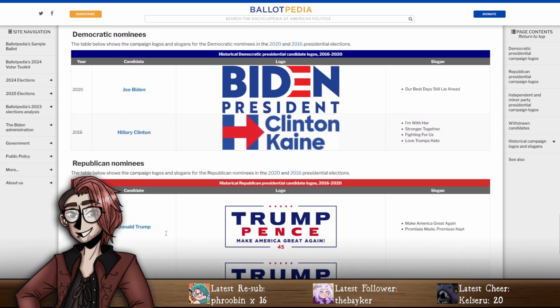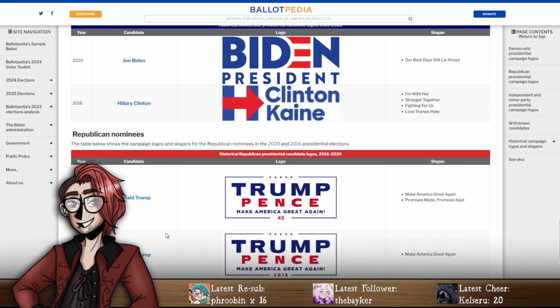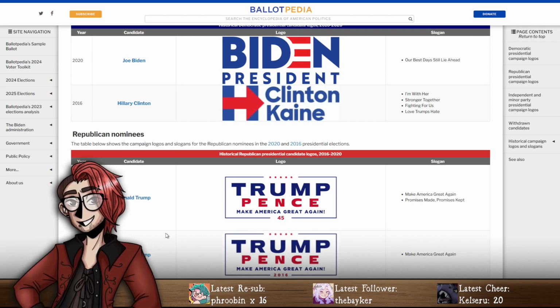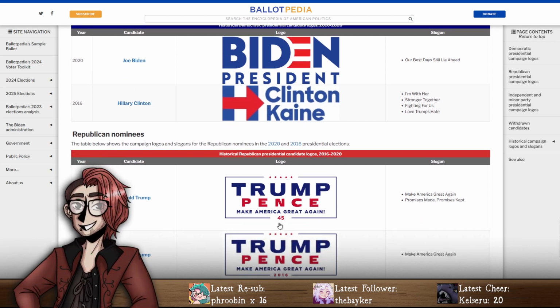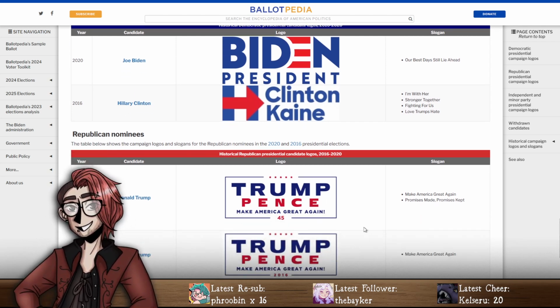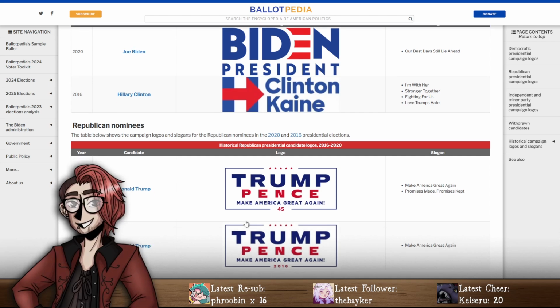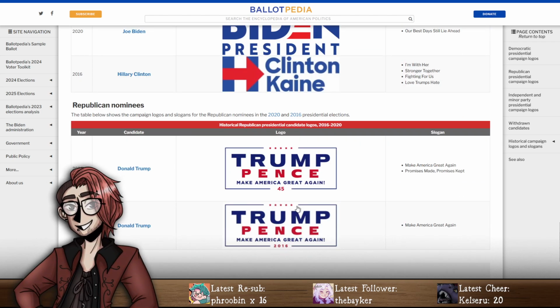These were the logos for Biden, Clinton, and Trump in the last 2 elections. As you can see, they're very boring. They're almost the same shade. I mean, I don't like these at all. If I'm honest, I don't like these. But I'll get to that when I talk about them.